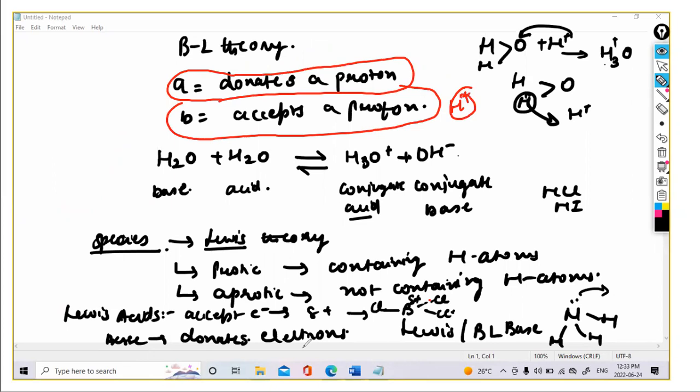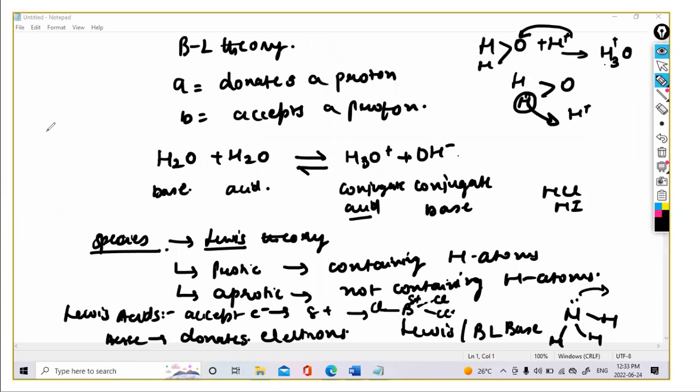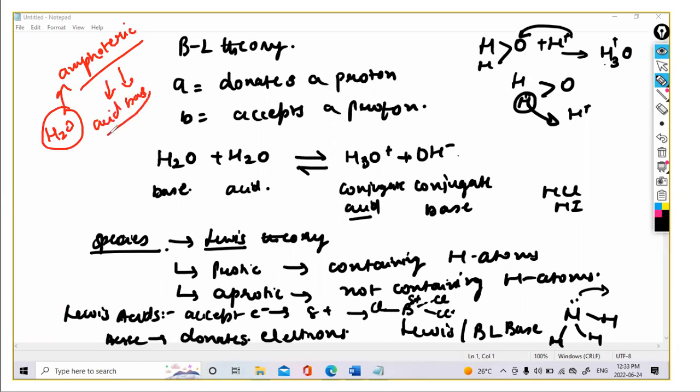If we look here towards the water, water is something which we call amphoteric. We want to learn here about this term amphoteric. So what is amphoteric? A species that can act as an acid as well as a base. It can act as both, right?